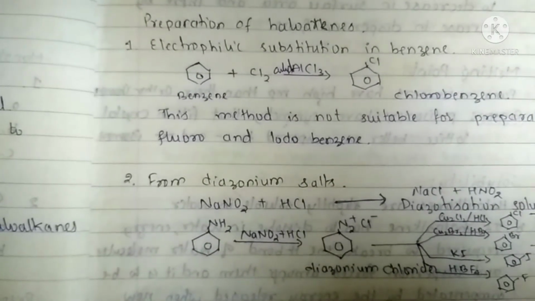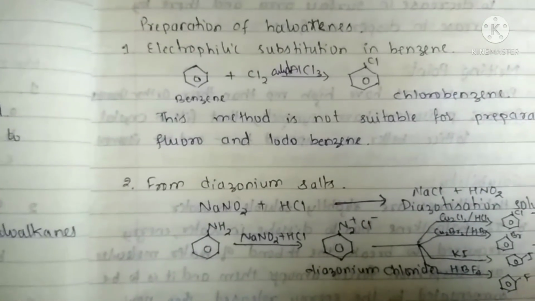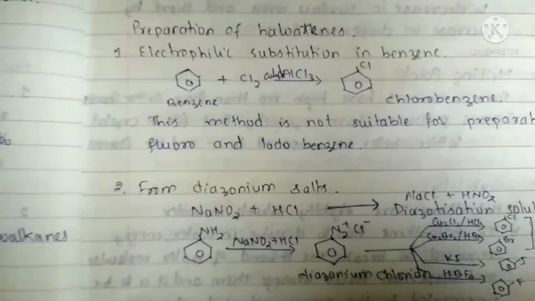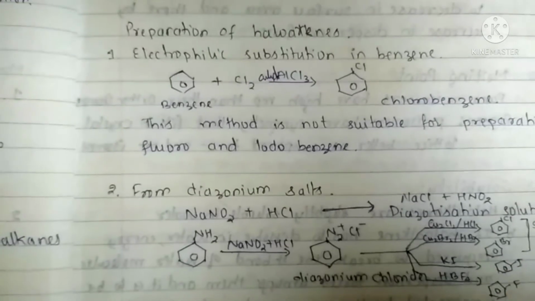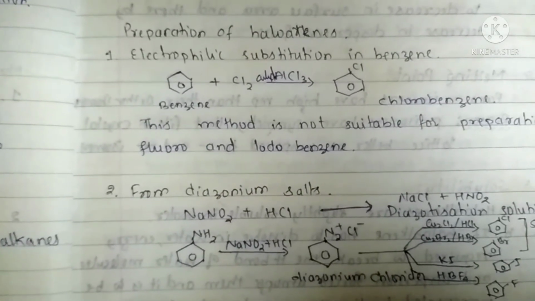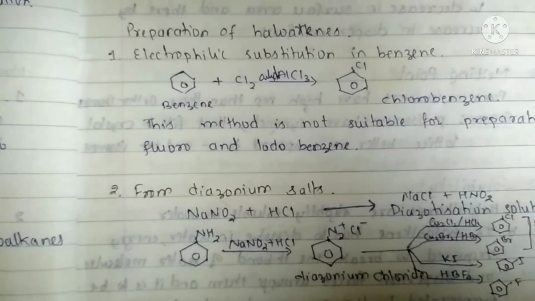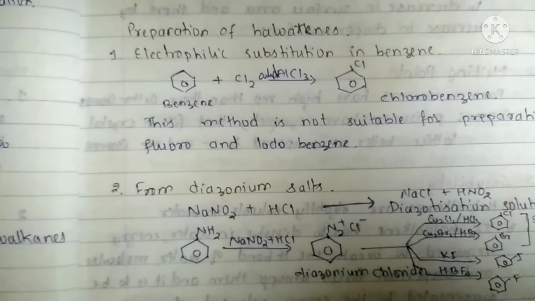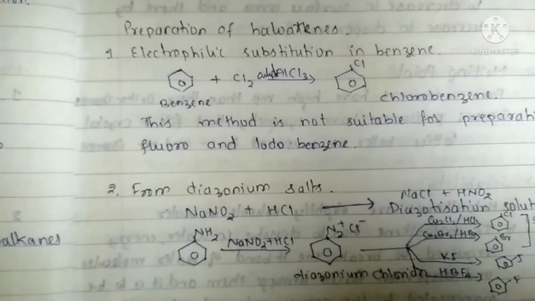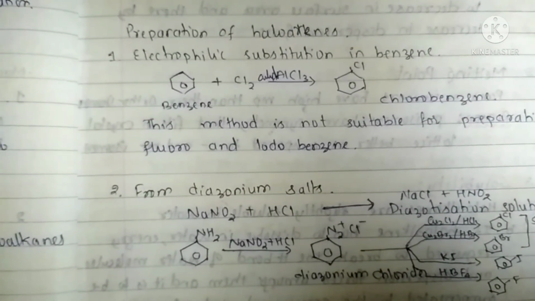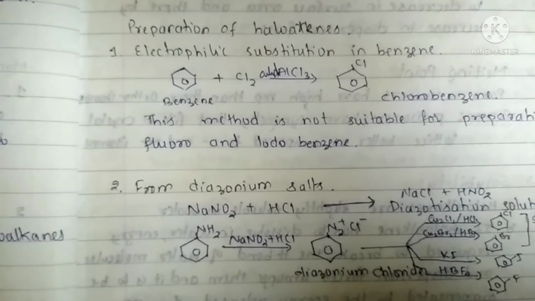electrophilic substitution reaction. In this case, we are going to take a benzene ring and a halogen gas in the presence of anhydrous aluminum trichloride, which acts as a Lewis acid, which can accept a pair of electrons, and it in turn converts the benzene ring into chlorobenzene in the presence of chlorine molecule. But this particular process is not suitable for the synthesis of fluoro and iodobenzene.